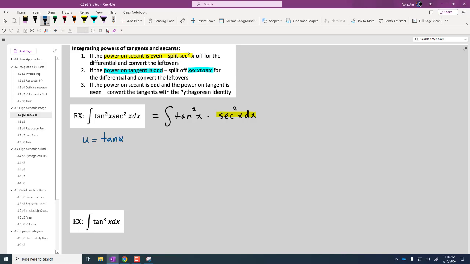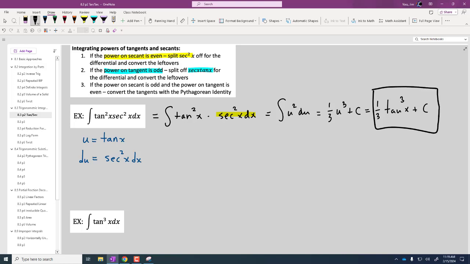So if u is tangent, then what is du? Secant squared multiplied by dx. So then this all becomes just quite simply u squared du. So we get a third u cubed. And then we just have to replace the u with tangent. So we get a third tangent cubed of x plus c. So, even power of secant, pull off a pair of secants. Convert any leftover secants.